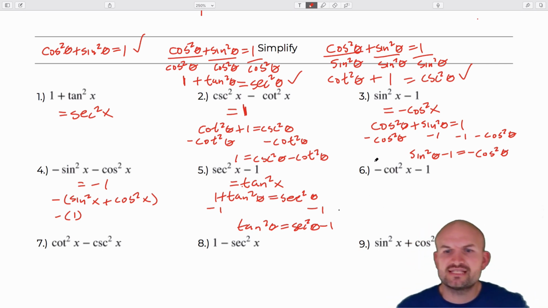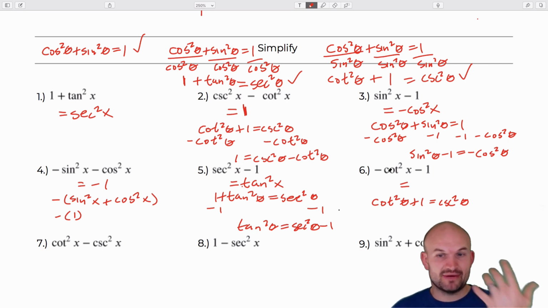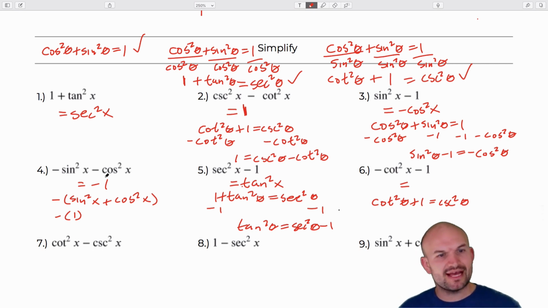Just make sure you're using the x, not the theta. All right, for this next one here, we have a cotangent squared of theta plus 1 equals cosecant squared of theta. Now, in this case, I need my cotangent squared to be negative, and I need my 1 to be negative. So again, I could do that by factoring out that negative.